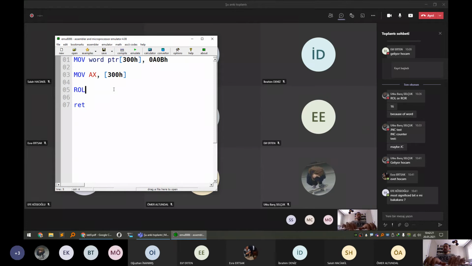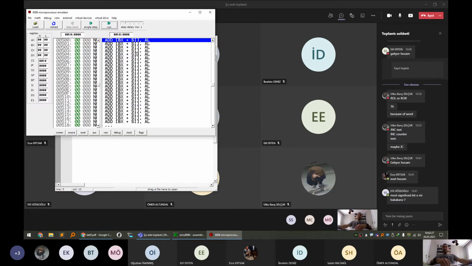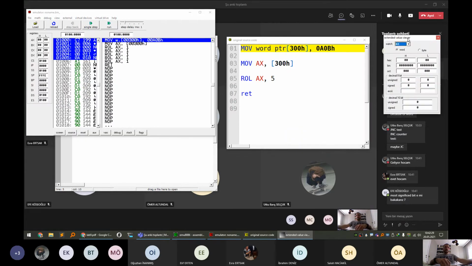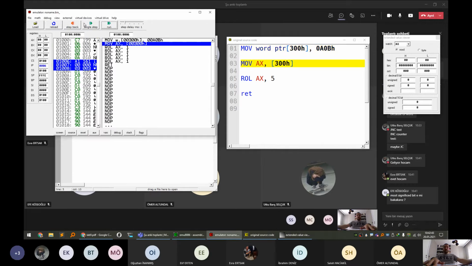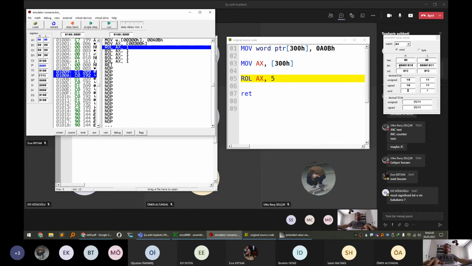Let me rotate this register again 5 times and look at the most significant bit. Okay, this is the most significant bit for AX. We are looking at the signed version of this AX. The most significant bit is 0, so the value is positive.